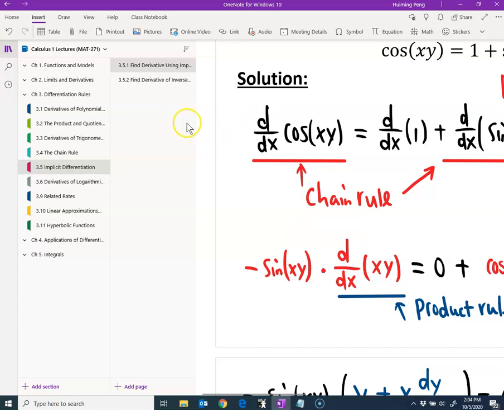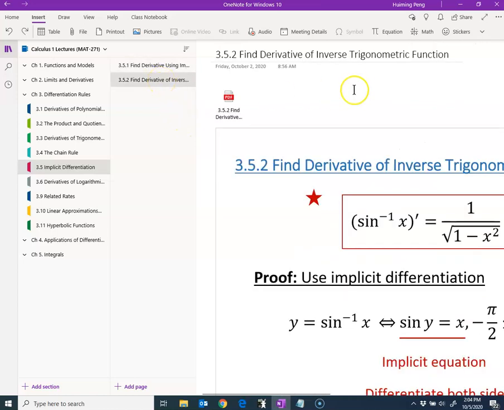In the next video, we are going to deal with the derivative of inverse trig functions. And we will be using the implicit differentiation we learned in this video.